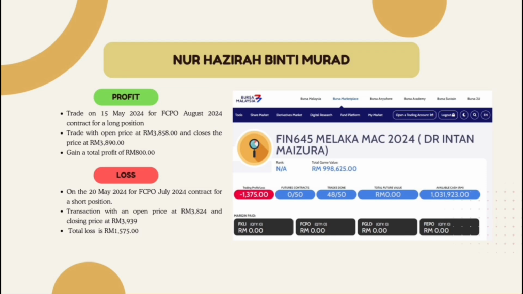Despite the profit increases, there are also losses incurred during futures trading activity. The most unprofitable transaction made by me from this trading game was on 20 May 2024 for the FCPO July 2024 contract, which I made a short position. I made a wrong strategy where I predicted that the price would decrease. Thus, I made a transaction with an open price at 3,824 ringgit and closing price at 3,939 ringgit. Therefore, the total loss I got is 1,575 ringgit due to the price of FCPO increasing.